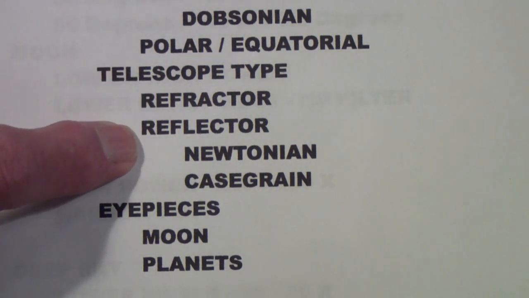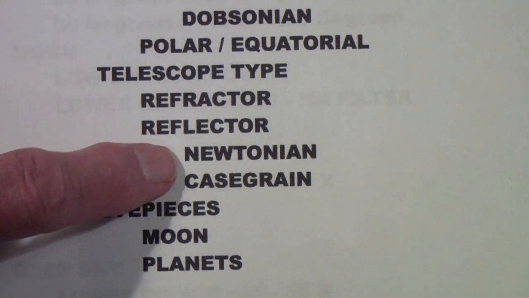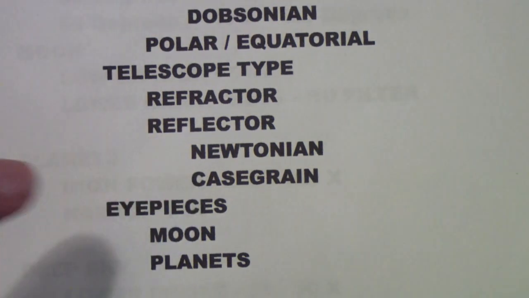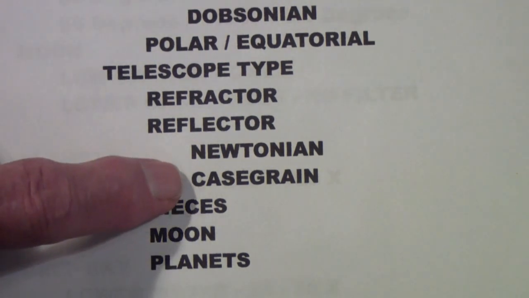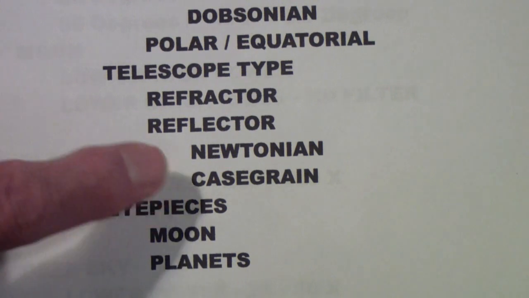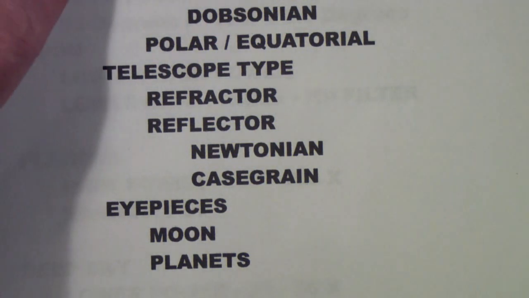I prefer reflectors, and I have over the years used Newtonian and Cassegrain. Cassegrain come in a variety of versions, Maksutov Cassegrain and Schmidt Cassegrain and so on. Those are what I tend to use, and that's what the Meade LX10 is, as well as the Celestron 8SE that I recently purchased.